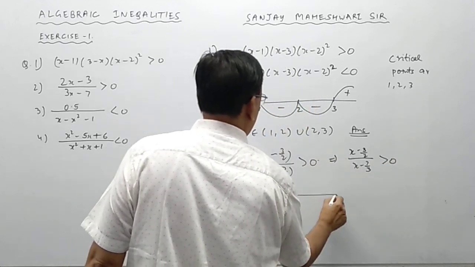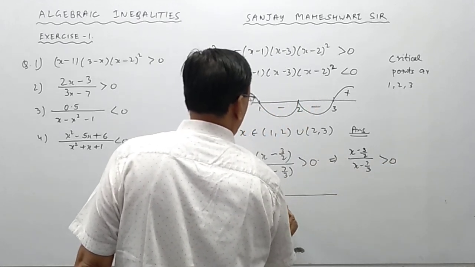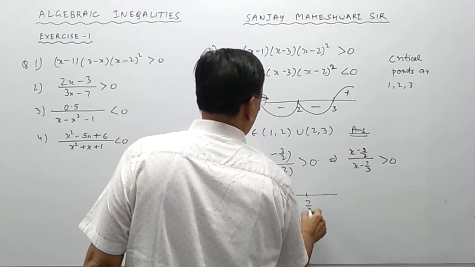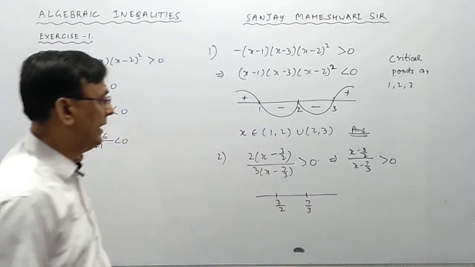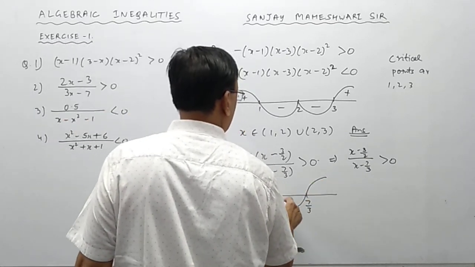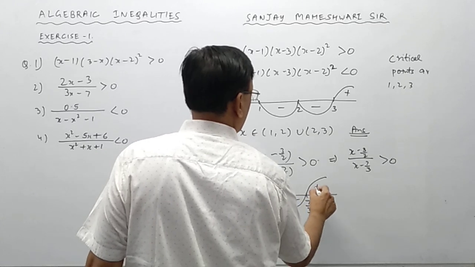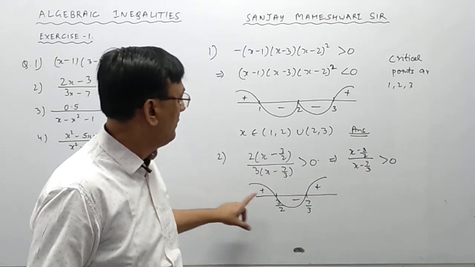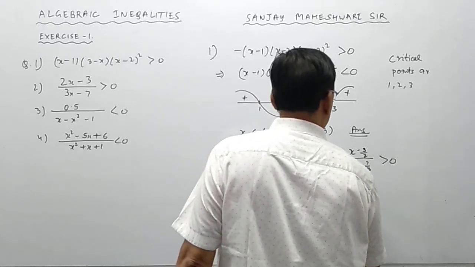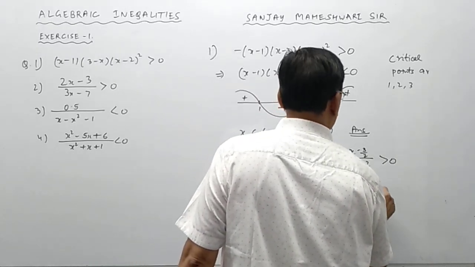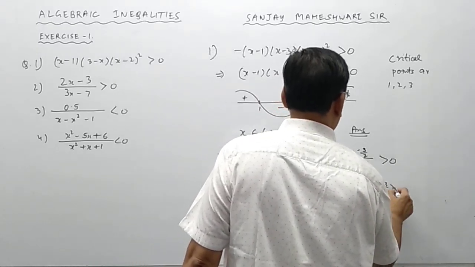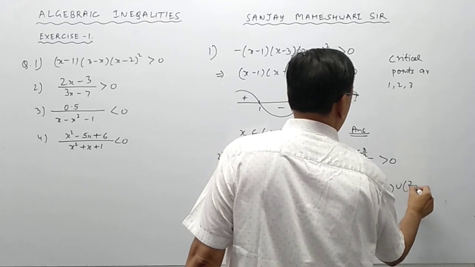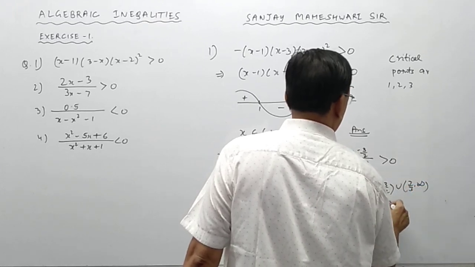Now we draw a number line with only two critical points, 3 by 2 and 7 by 3. So it is greater than 0. So this part is accepted, this part is accepted. x belongs to minus infinity to 3 by 2 union 7 by 3 to infinity. This is the answer.